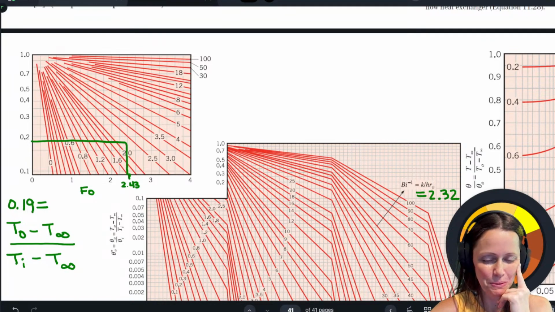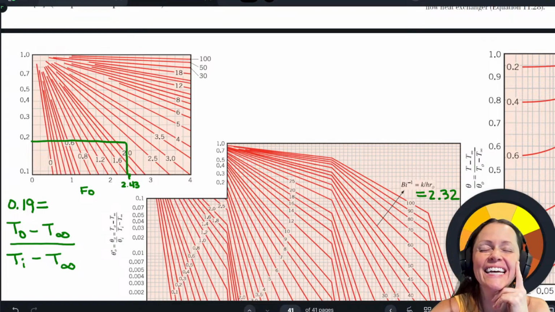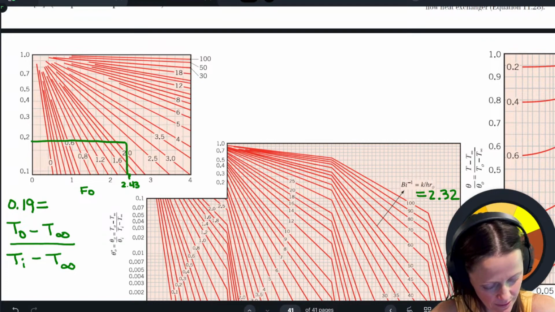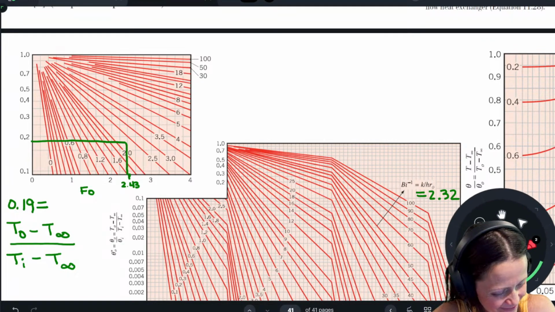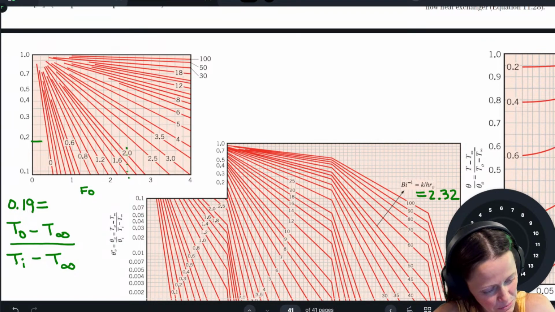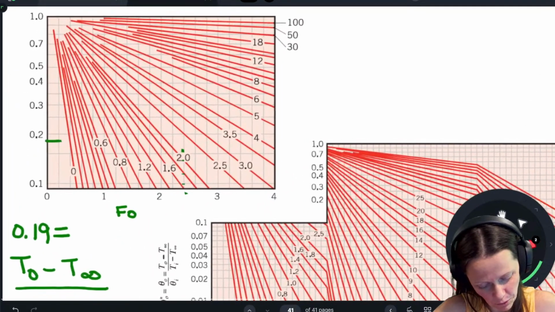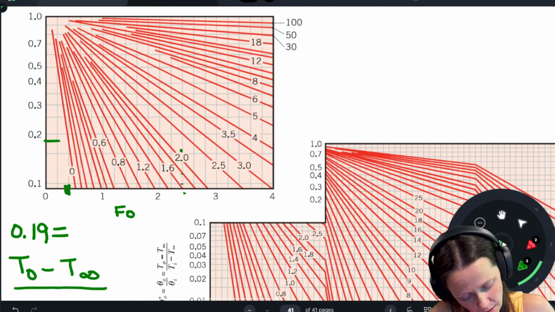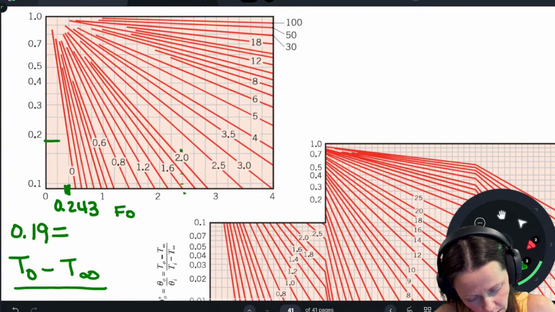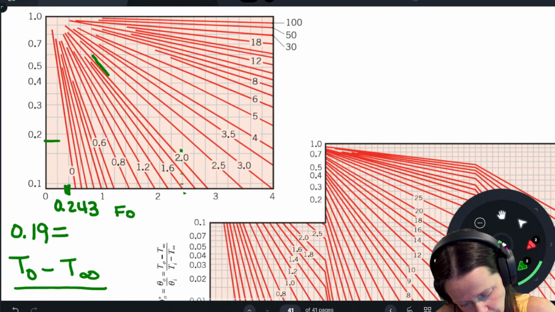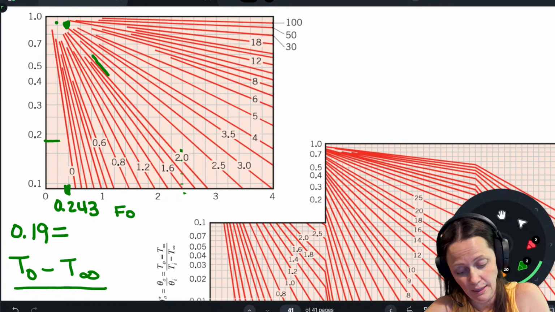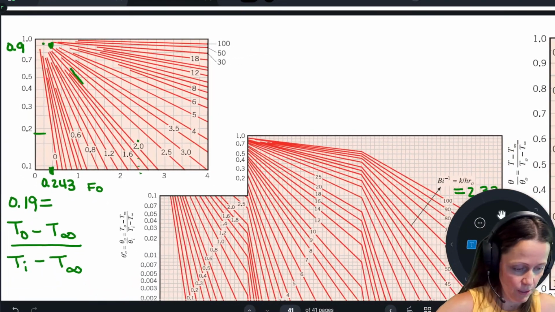Can anybody see what I did? What was my Fourier number? I thought it was 0.243, not 2.43. It is. I was like, why is my math not working out correctly? Well, okay, fine. Thank you. Something's wrong. All right, so 0.243. Okay, so like right here, 0.243. There we go. So I think I kind of followed the line up here. I might say like 0.9. I might say 0.9. So not the 0.19.